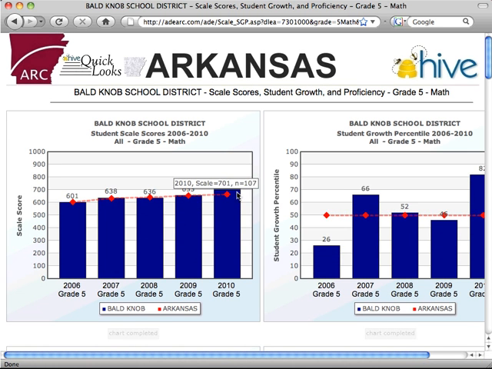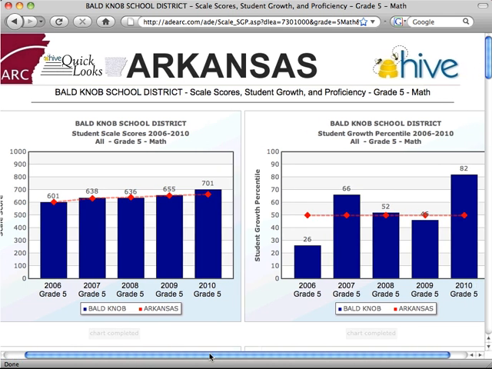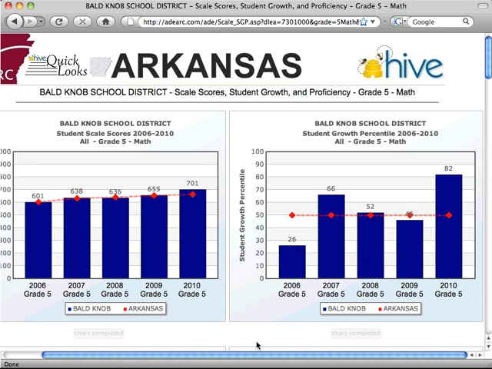Looking at the first chart on the left, you can see that the Bald Knob district has performed consistently right around the state average, either tied exactly or a few points above or below for the past 5 years, as measured by student scale scores. Looking at the chart directly to the right, however, tells a different story.